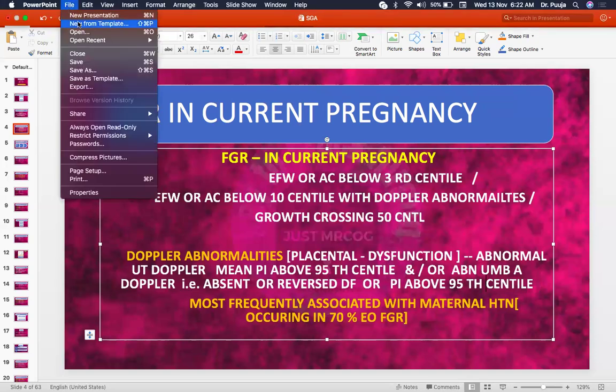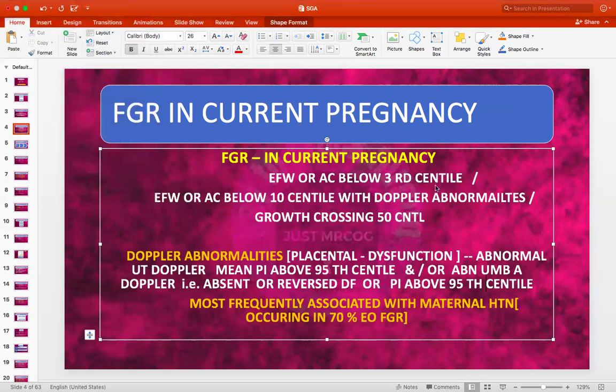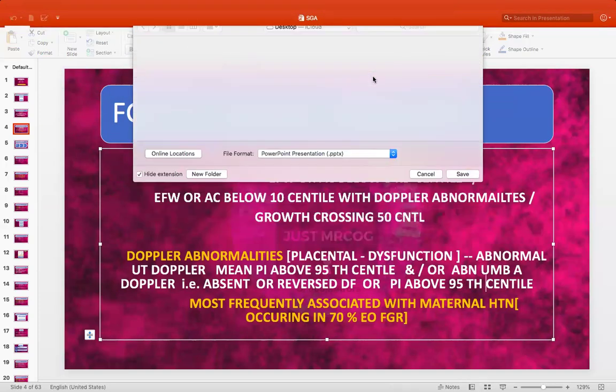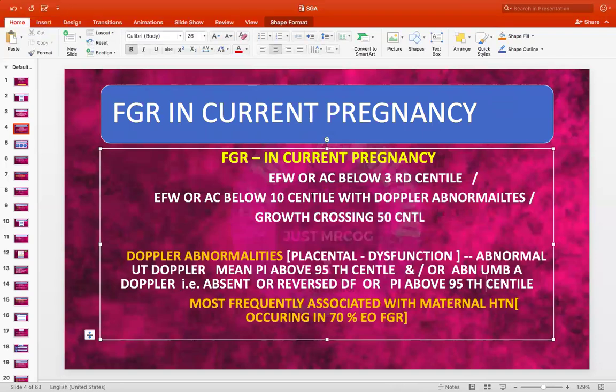So how are we going to remember this? It's very easy. When it is third centile, we do not need any other feature. When 10th centile, there has to be some Doppler changes. And when there is growth declining by almost 50 centiles.